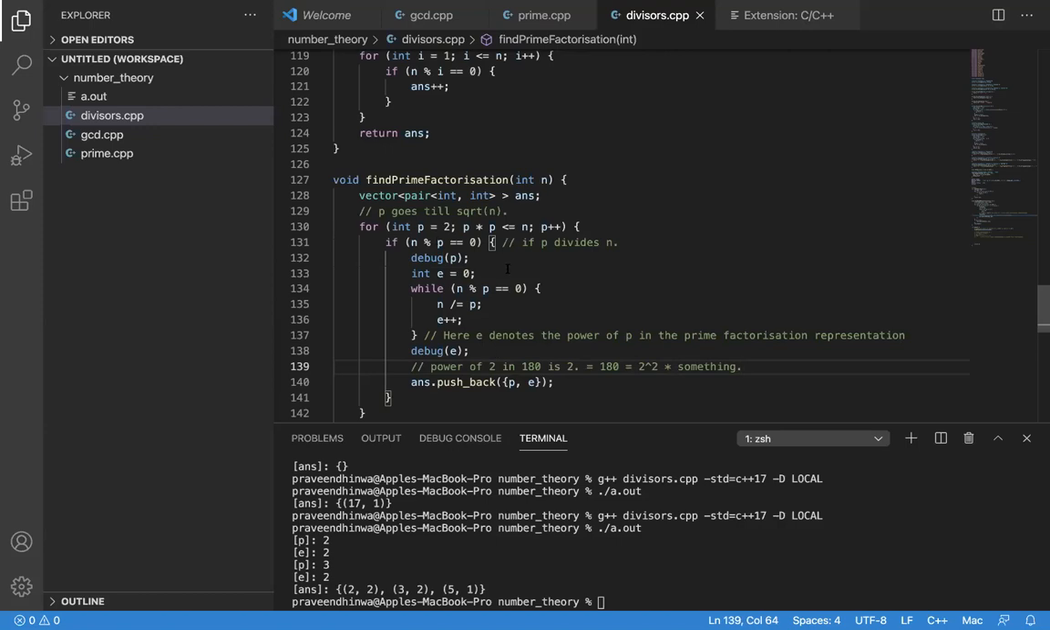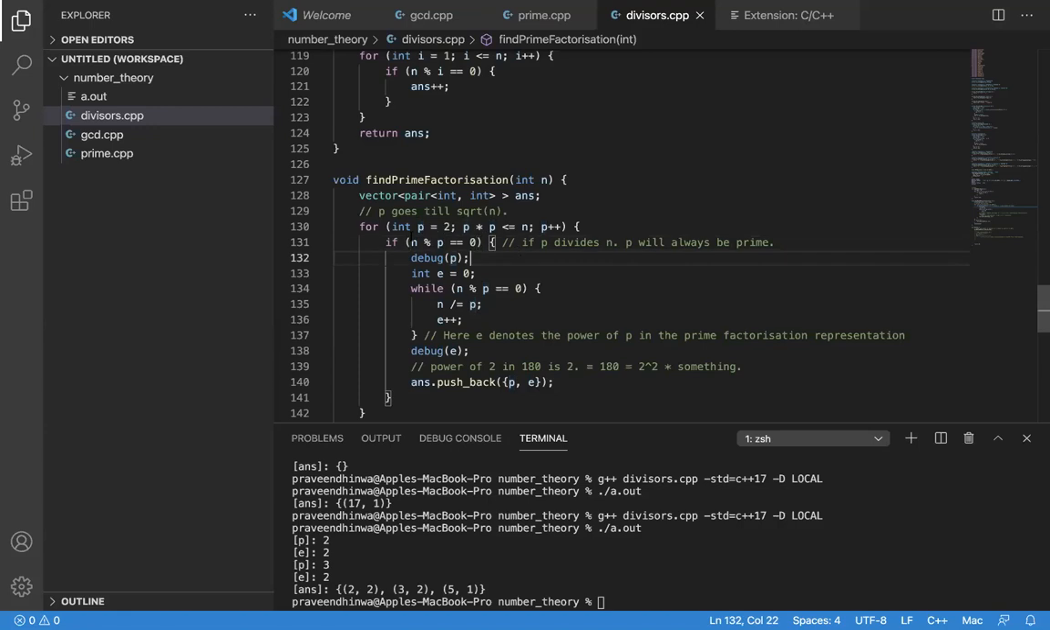Now it goes again and tries with a larger number. And you can see that the way I'm doing this, this p will always be prime. The way I'm running this for loop, p will always be prime. Because whenever I'm finding a number p that is prime, I'm removing all the occurrences of that prime from the number n. I'm dividing n by p till I can divide. So I'm removing all the powers of p from that number.